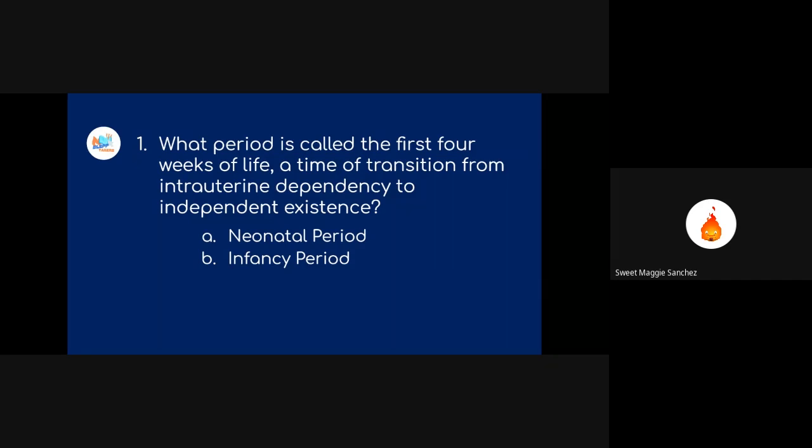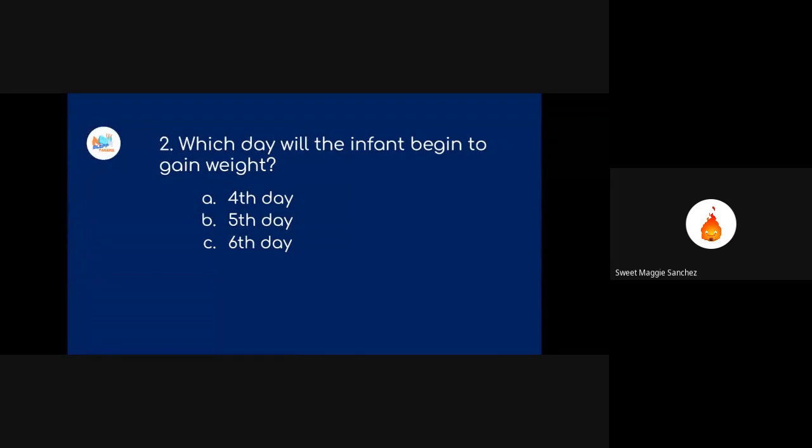Okay, timer stops. Our second question is, which day will the infant begin to gain weight? Is it A, fourth day, B, fifth day, or C, sixth day?